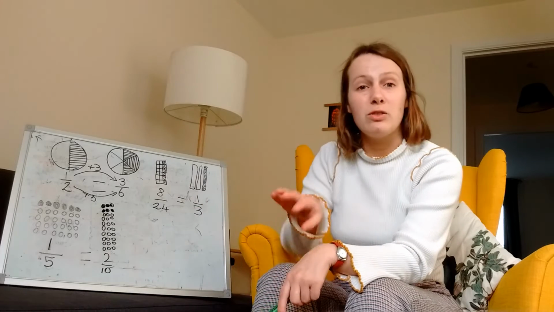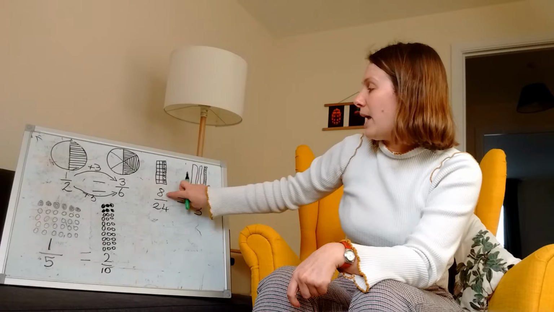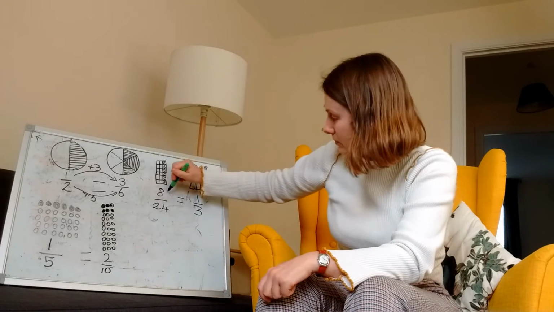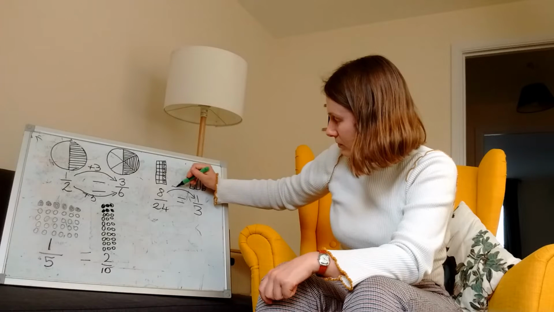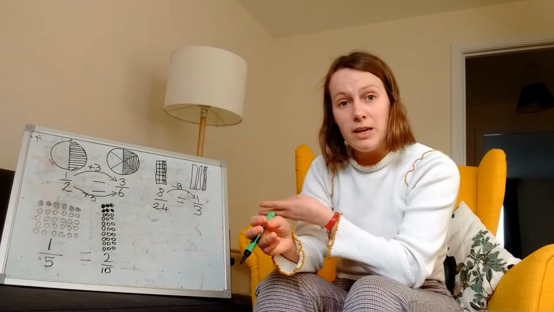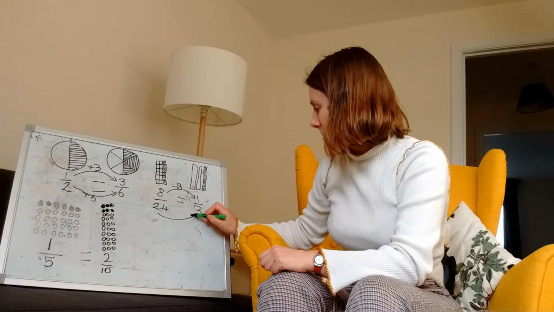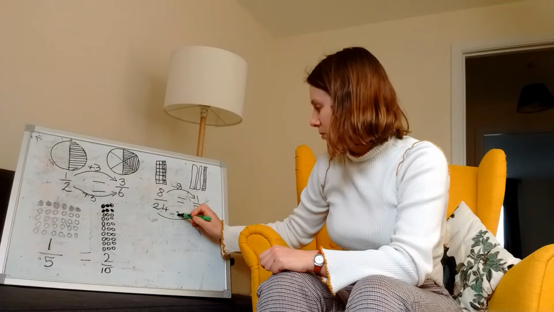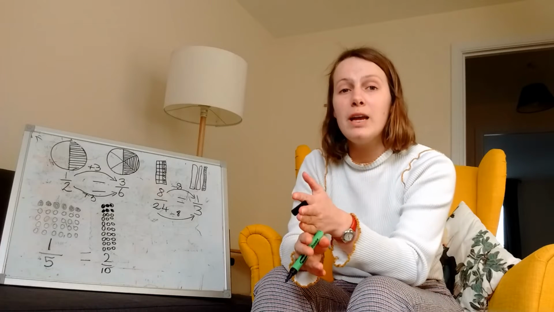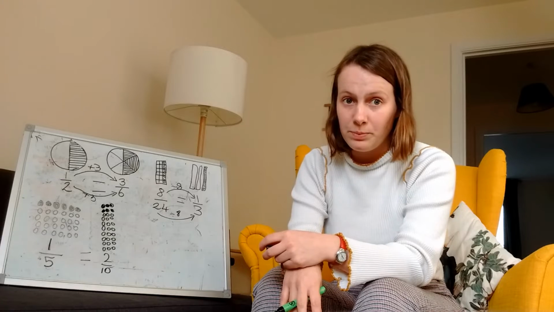Let's look at it with this one, because this one goes the other way. To get from 8 to 1, I need to divide by 8. And to get from 24 to 3, I need to divide by 8. Again, as long as you're timesing and dividing by the same number to the top and the bottom, your fraction is going to stay equivalent.